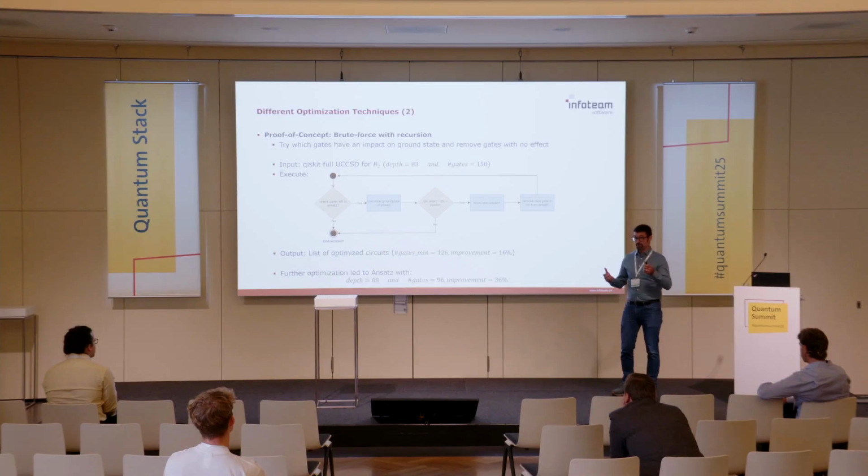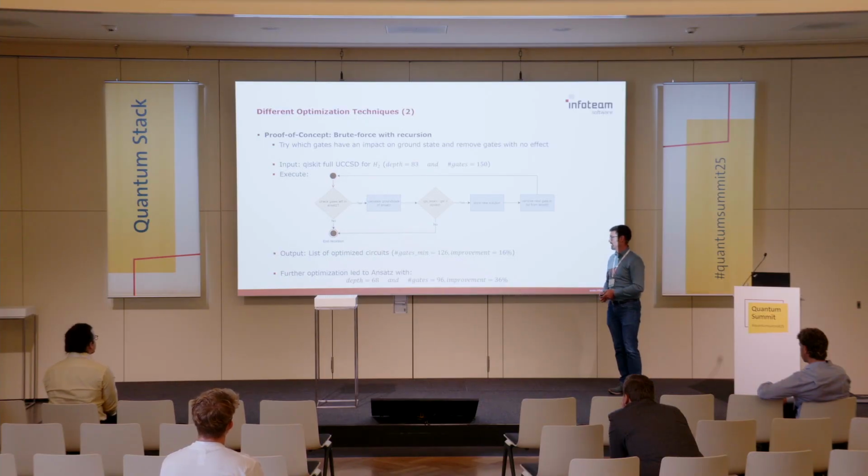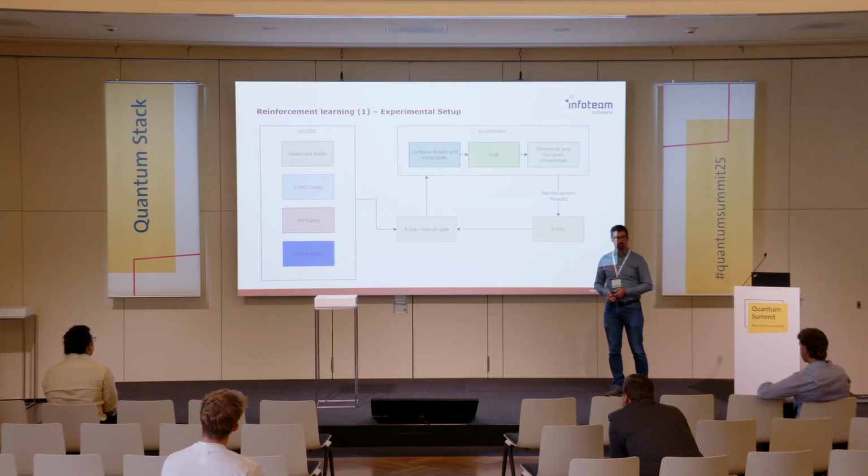We didn't find the optimal solution that we wanted to have, but it was possible to make just a quick proof that this can be done. So we have an improvement of 36%, and it leads us to 96 gates. Not optimal, but quick and dirty, and it worked. But we didn't find how this can be done in a directed way. So we came up with our reinforcement learning ansatz.